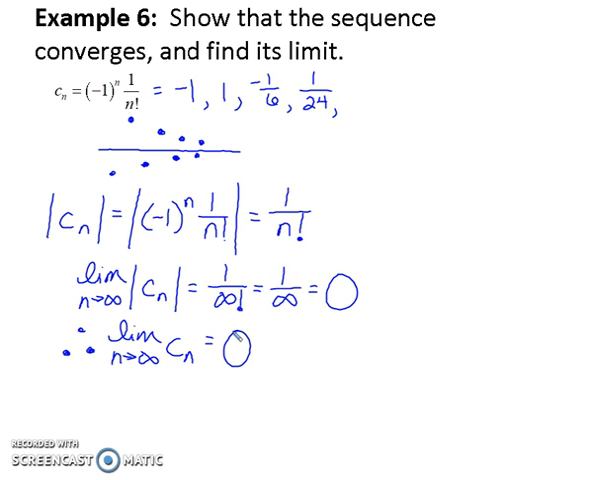So that wraps up our introduction to sequences. I hope it has not been too painful for you.